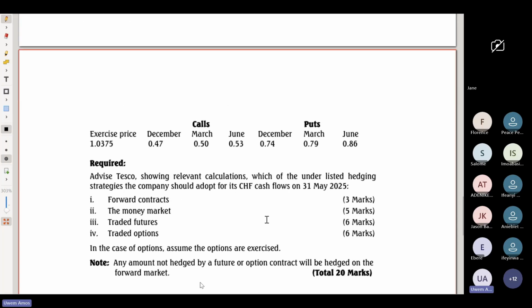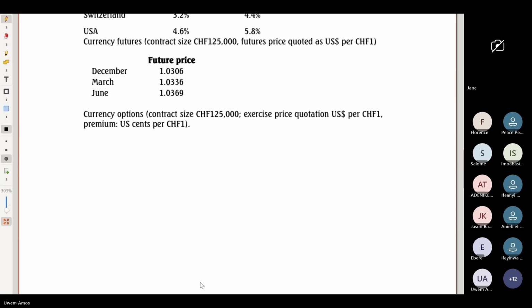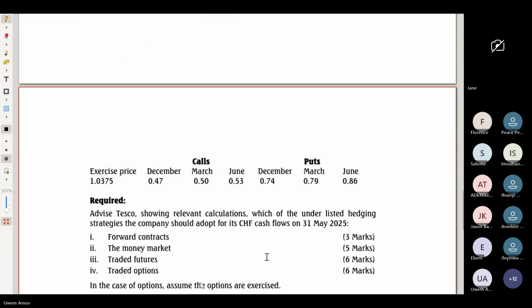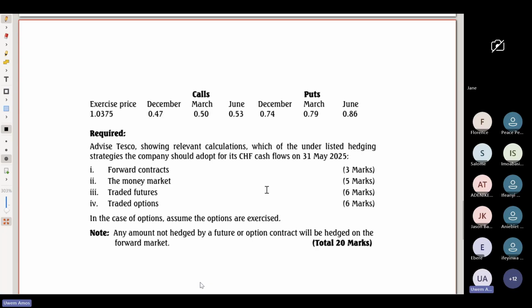And then you would have options. So these are the options. We have the call as well as the put options. Required, advise Tesco, showing relevant calculations.